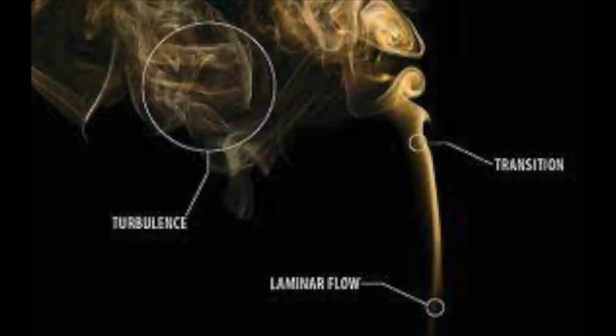So what is the difference between laminar and turbulent flow? Laminar flow is smooth and streamlined, almost as if it's still, while turbulent flow is random and chaotic, moving around.